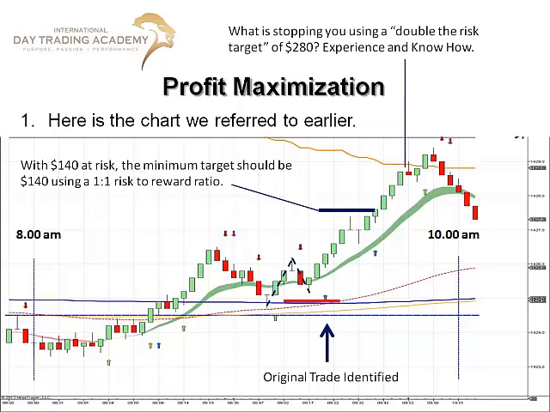My point, ladies and gents, is this. If you were to set a $280 target, all you needed to do in this case is sit in the trade for around about 15 minutes longer. The only difference between a $140 target and a $280 target on this particular trade is 15 minutes. That 15 minutes, however, as a new trader seems like a lifetime, particularly when you need to be disciplined and you need to be patient and you need to follow the strategy.